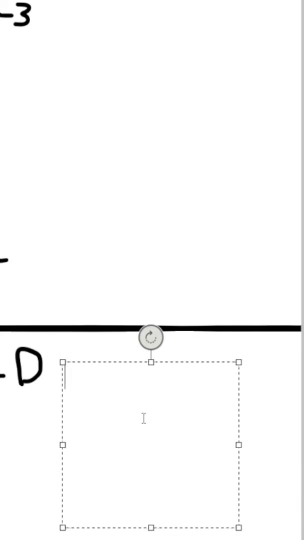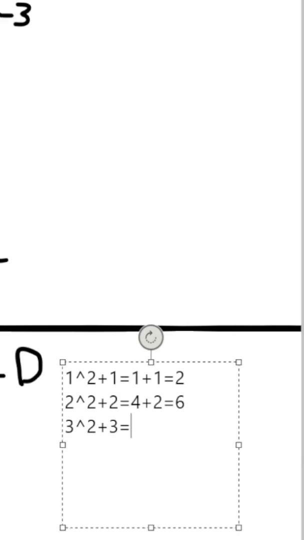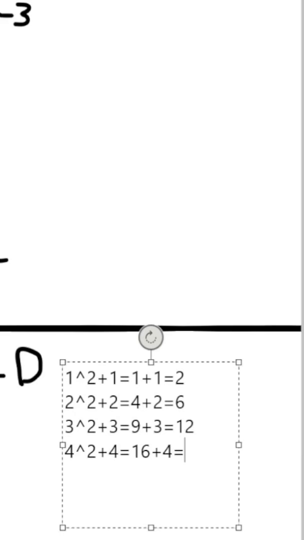And just to verify, and I've gotten too tired to write these out manually anymore. 1 squared plus 1, that is 1 plus 1, or 2. We can take 2 squared plus 2, that's equal to 4 plus 2, or 6. 3 squared plus 3 is equal to 9 plus 3, that's 12. And 4 squared plus 4 is equal to 16 plus 4, also known as 20.